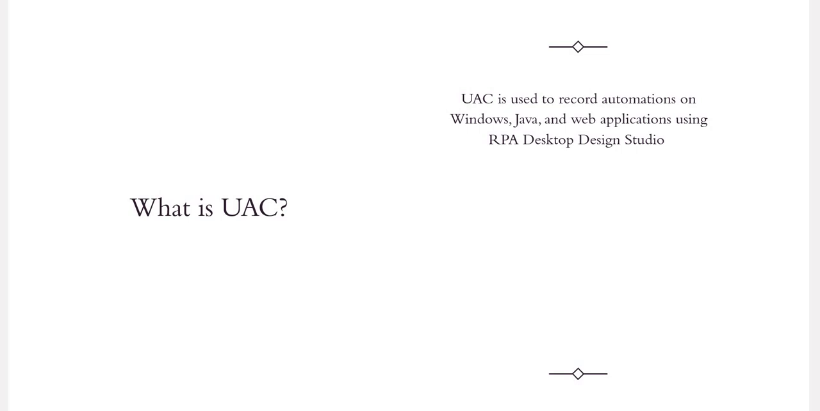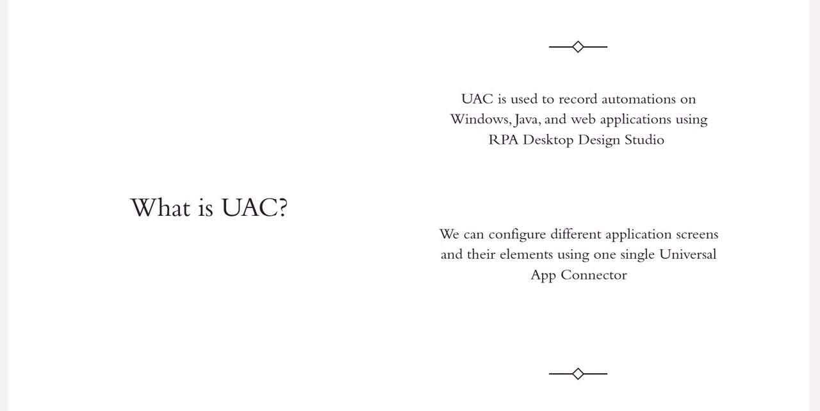Now the first question is, what is Universal App Connector or UAC? UAC is used to record automations on Windows, Java or web applications using RPA Desktop Design Studio. So we will be recording our automations using this UAC, and the interesting part is you can automate your Java applications or Windows applications using this. There are many applications which are built on a jar file or any Windows application. They can be easily automated using this Universal App Connector, and we will be watching that in a minute.